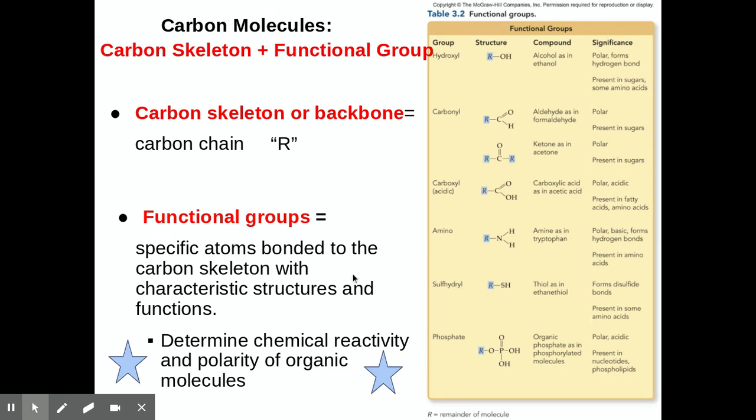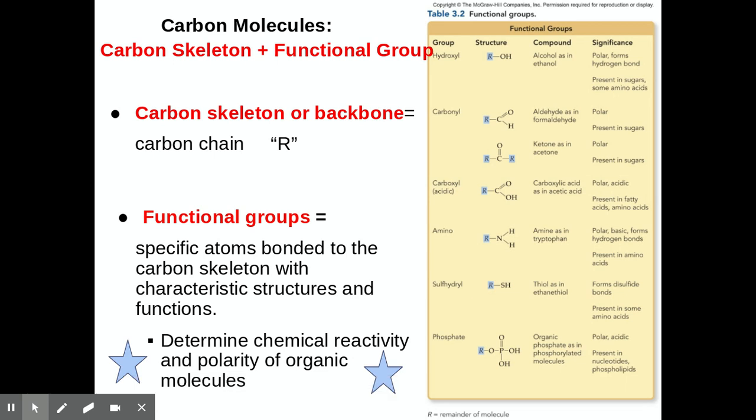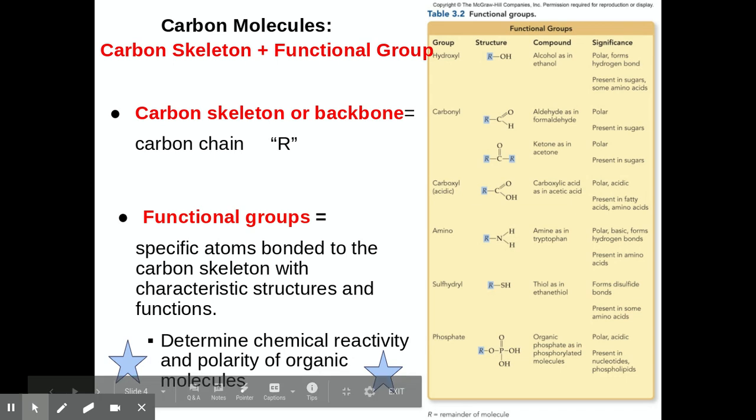Functional groups are specific atoms bonded to the carbon skeleton with characteristic structures and functions. Look, I said it twice. It must be very, very important. These functional groups are what determine the chemical reactivity and polarity of organic molecules. Whatever is attached to the backbone is going to connect with other molecules. So how it's going to chemically react with others is all determined by the functional group.